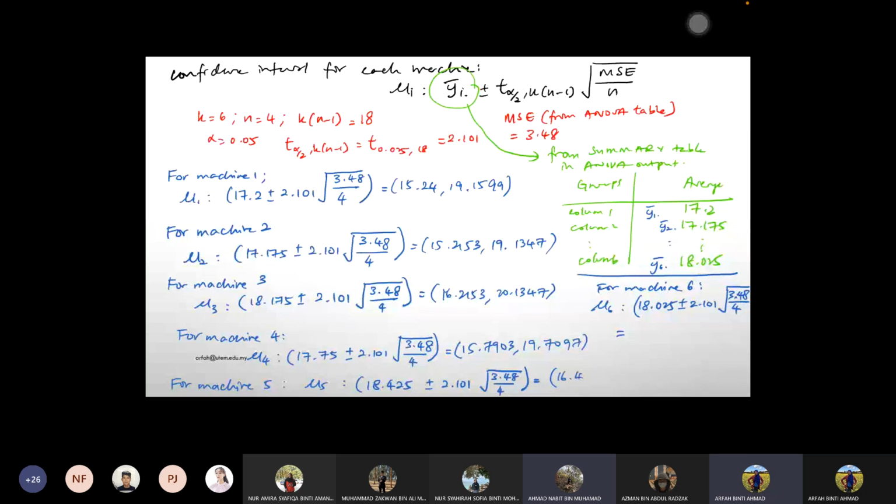So machine 5, 16.4653 dan 20.3847. So the last one, Nabil, 16.0653 dan 19.9847. So yang lain dapat sama dengan Nabil. Saya kira the first three je. So for the last three, hopefully yang lain pun dapat sama dengan Nabil.